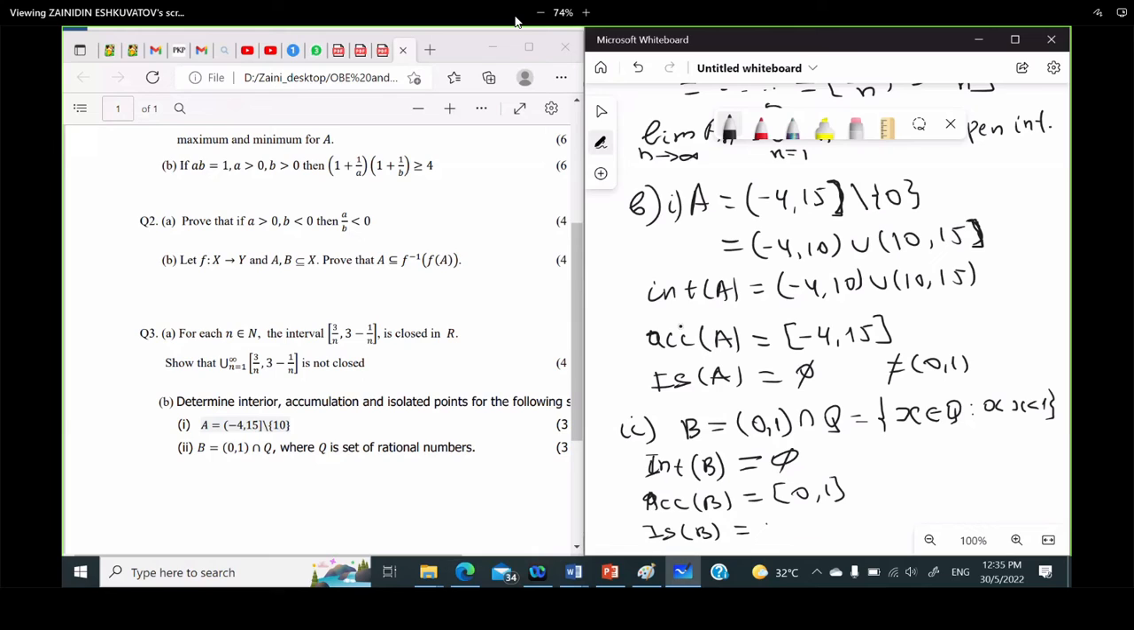What I said is correct. Isolated points are also empty.